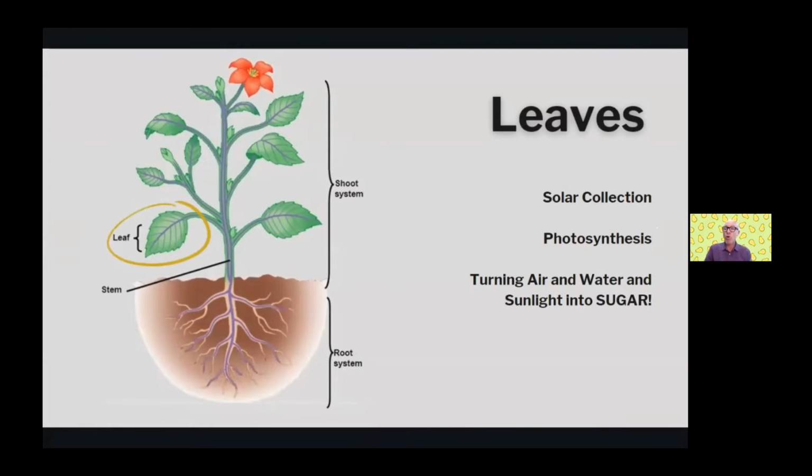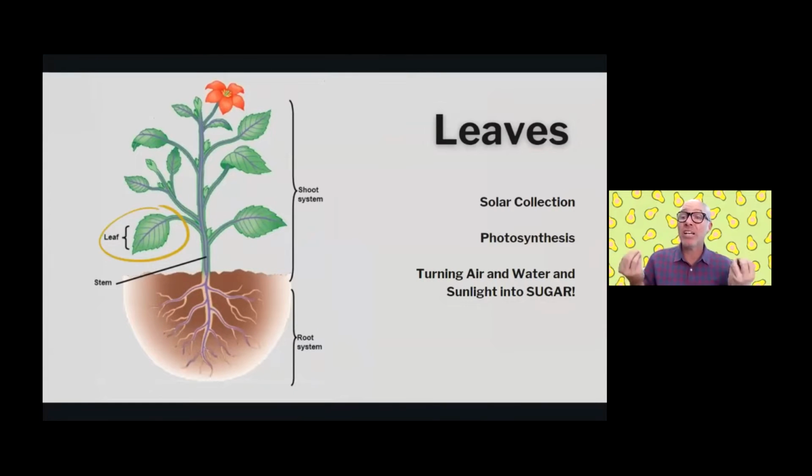And we mentioned before, the leaves are the solar panels. They are the solar collection organs. They are ultimately, in most plants, the majority of plants, the location of primary photosynthesis. And photosynthesis is that magic that plants do, turning sunlight and air and water into sugar. Magic. And it's the basis of most food webs on Earth.